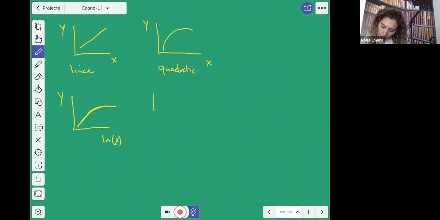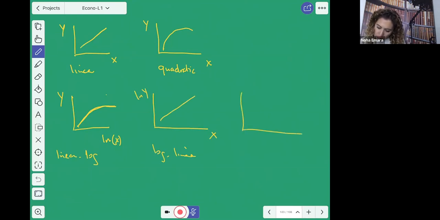Next, what about the log? This one is linear log. The log linear would be like y is in log, x is linear. It's actually very close to a linear shape. And the last one would be the log-log model. This is log in x affects log in y, and this one again has some curvature.